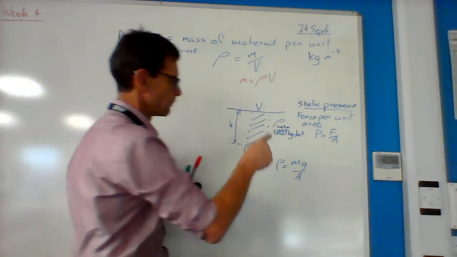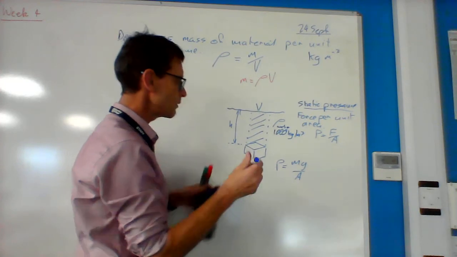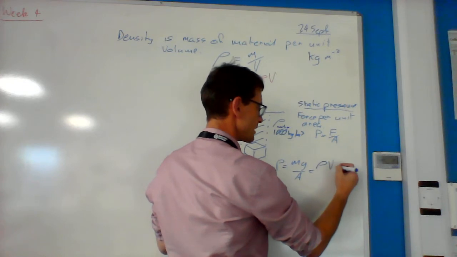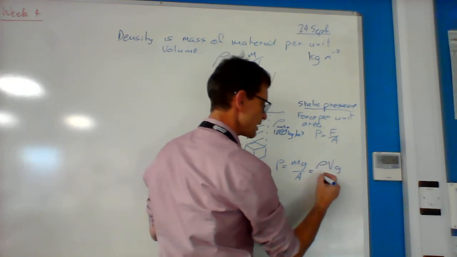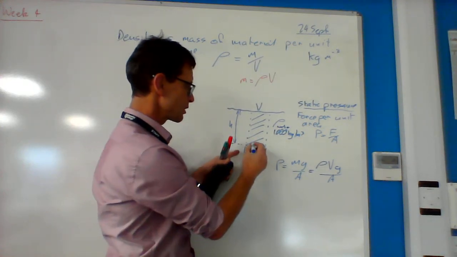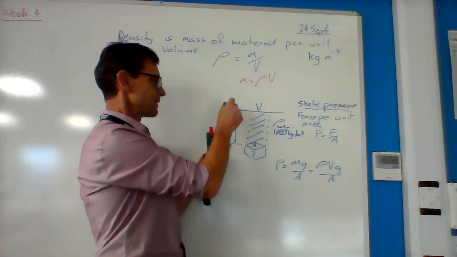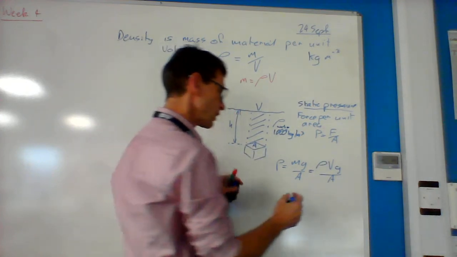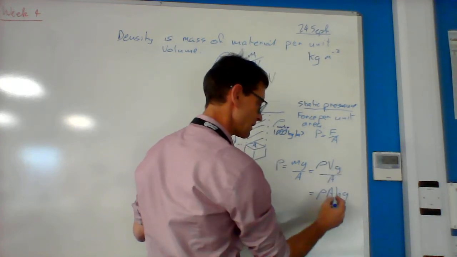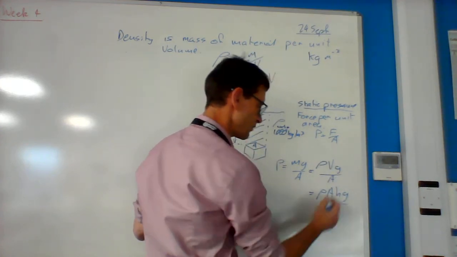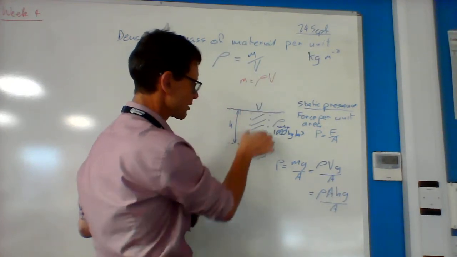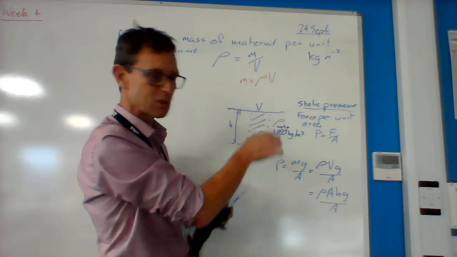Now, put that into there, I'll end up with rho V equals rho V times G, because that's my mass, divided by area. Now that volume is going to be area times height. So I can put that in as rho area height G, instead of V divided by area, which fairly obviously cancels out because it is the same area, the area of the box and the cross-sectional area of that column above the box.